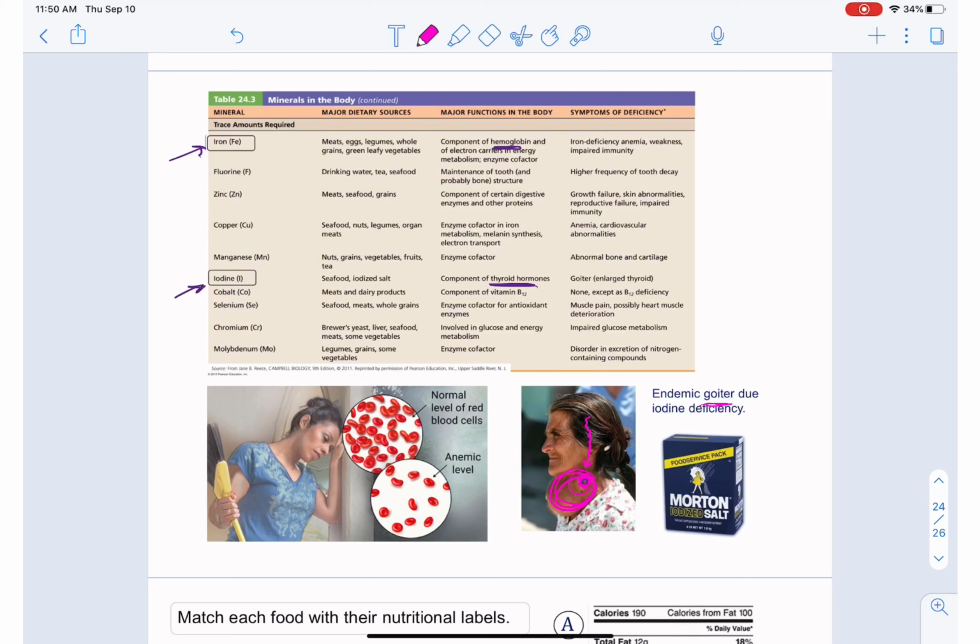And an easy way around that, there's a lot of developing countries that don't have iodine in the soil, and so their foods don't have iodine in it. And so you can get these goiters. But what they did is they just fortified salt with iodine. They iodized the salt, and that's a really slick, easy way for people to get iodine in their diet.